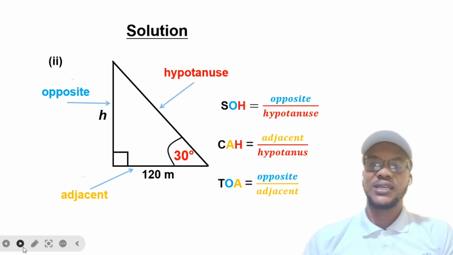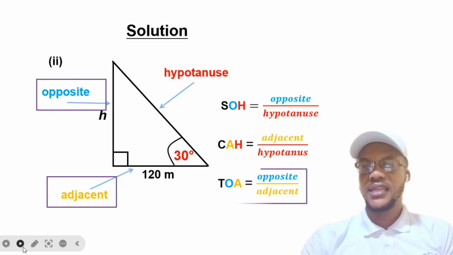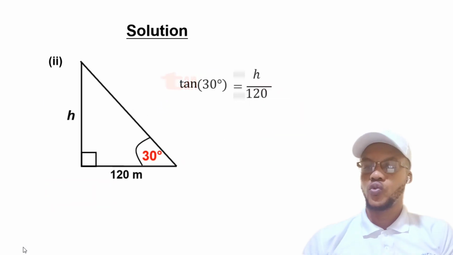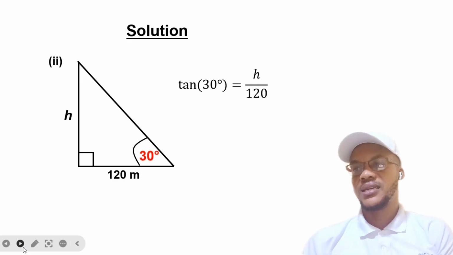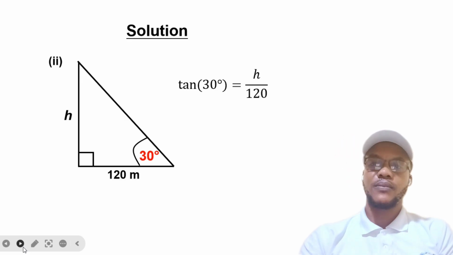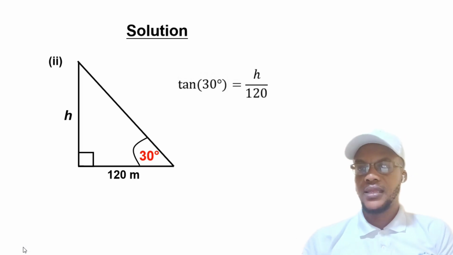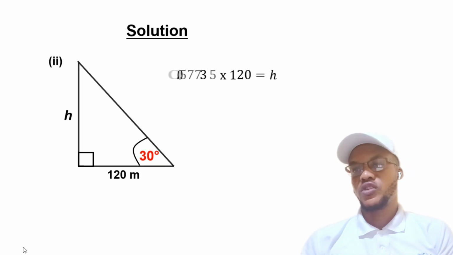Okay, so if that is the case, we realize that we can identify the opposite and the adjacent, and it goes with the TOA. So that is what we are going to use. It means that we are going to use tan of the angle, which is 30, is equal to the opposite over the adjacent, which is 120. Okay, because we are looking for H. Then we just do our simplification. Okay, we find tan 30 and multiply by 120.